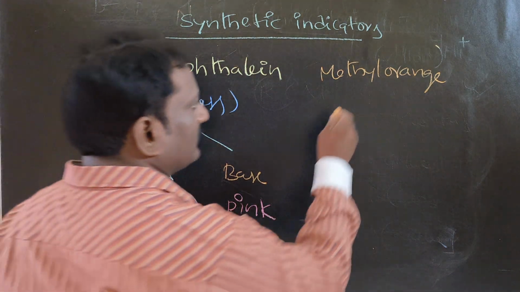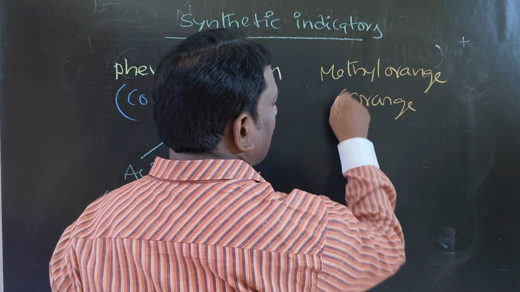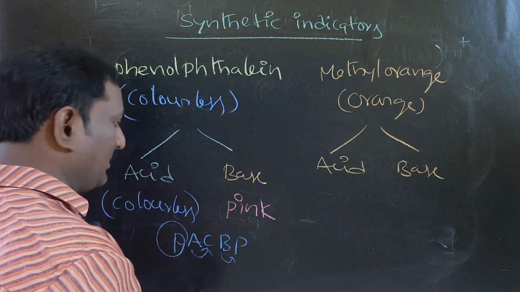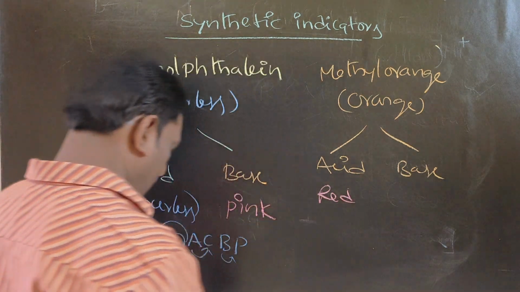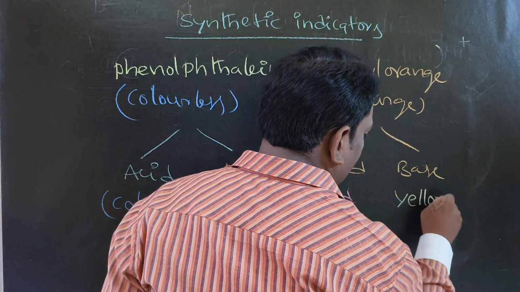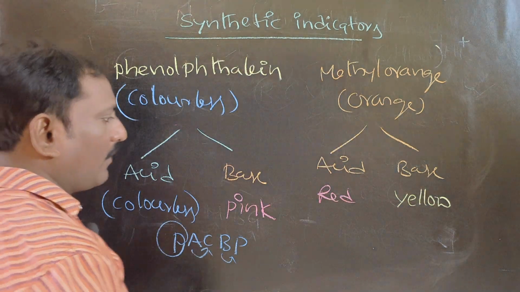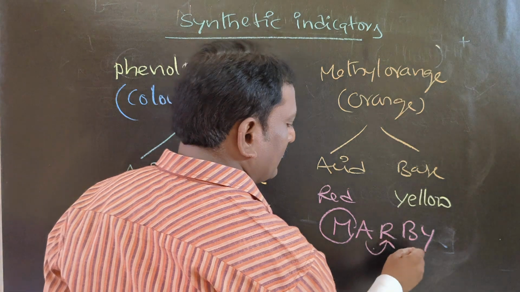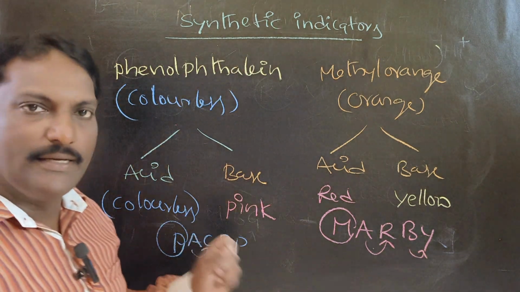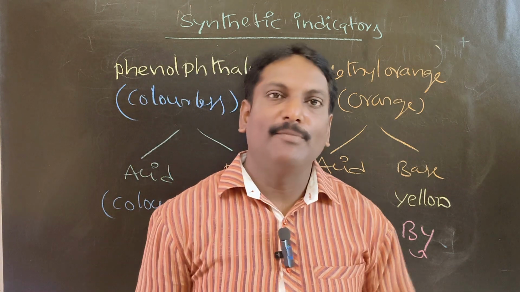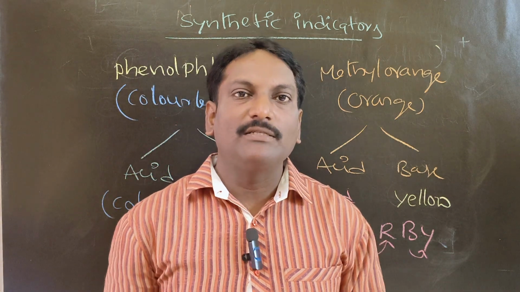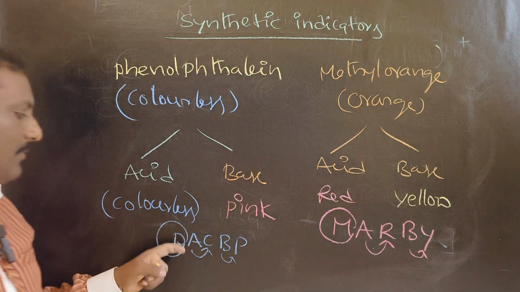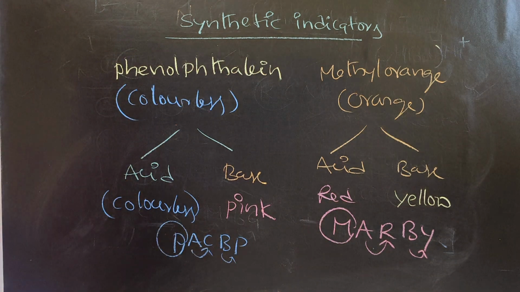Next one, methyl orange indicator. Orange in color. In acid it changes to red color. In base it changes to yellow color. Keyword to remember, that is MARB. Please remember MARB. Methyl orange in acid red, in base yellow. These are synthetic indicators. Is it clear to you, my dears? Please remember the keywords. Then it is very easy to understand what are the colors of various indicators in the presence of acid and bases. So PACBP and MARB.